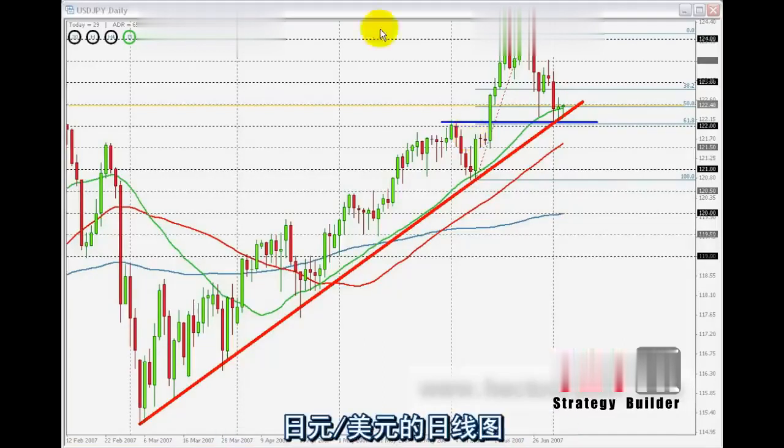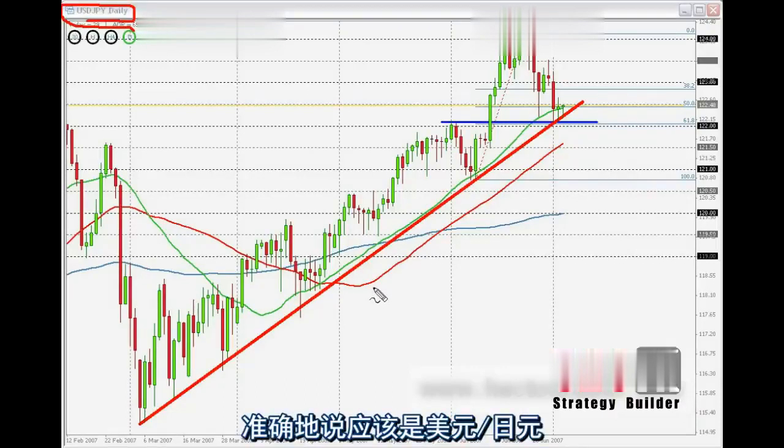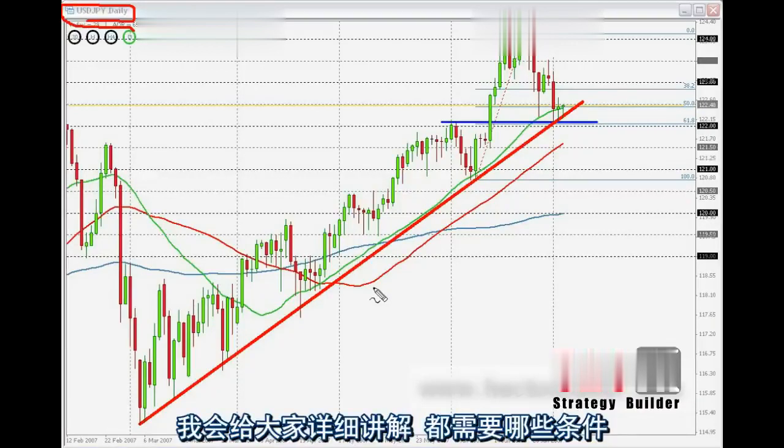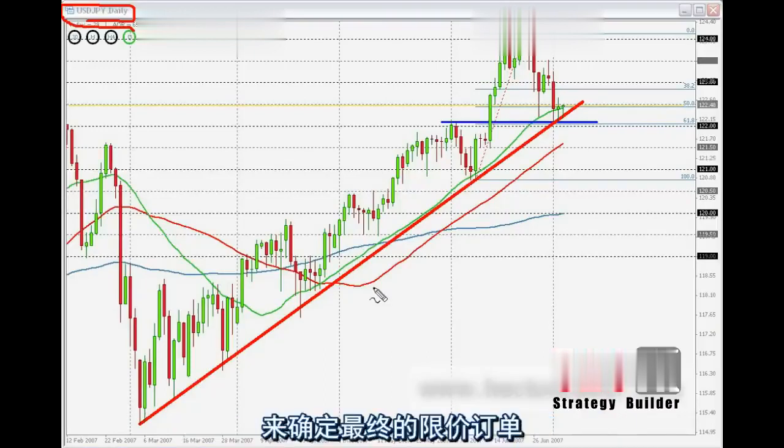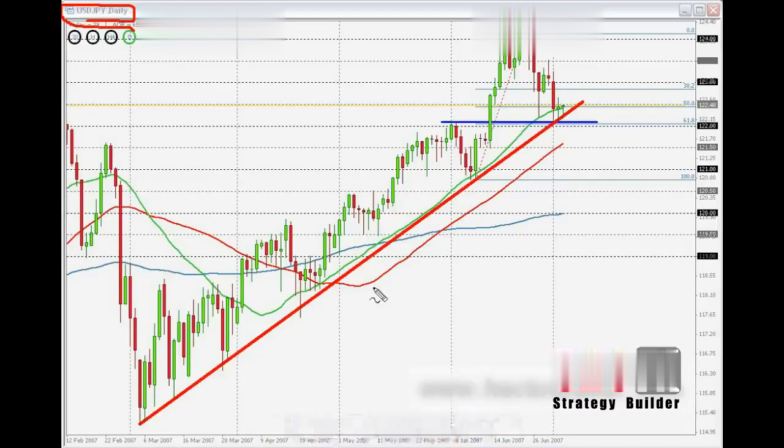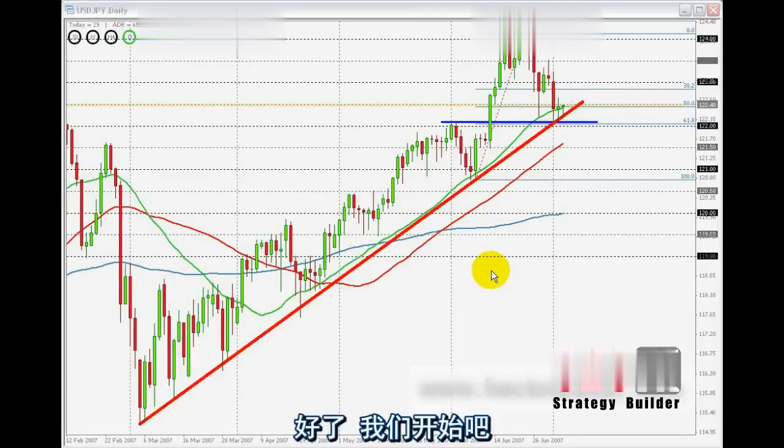In this case it's the USD JPY on the daily chart, the American dollar against the Japanese yen, to be accurate. And I'm going to show you exactly what conditions you require in order to apply those limit orders in a real live trading scenario. Let's get down to business.